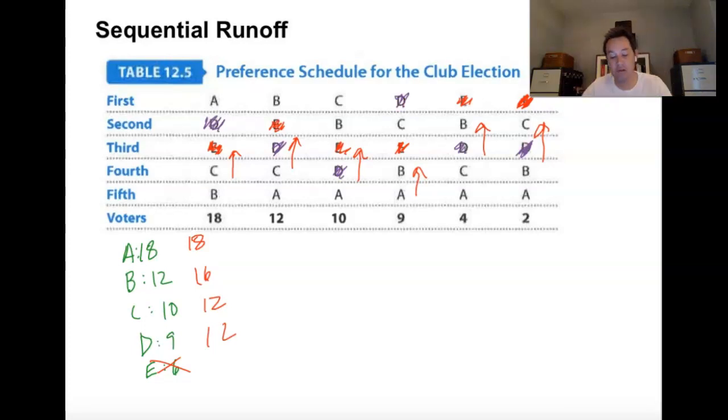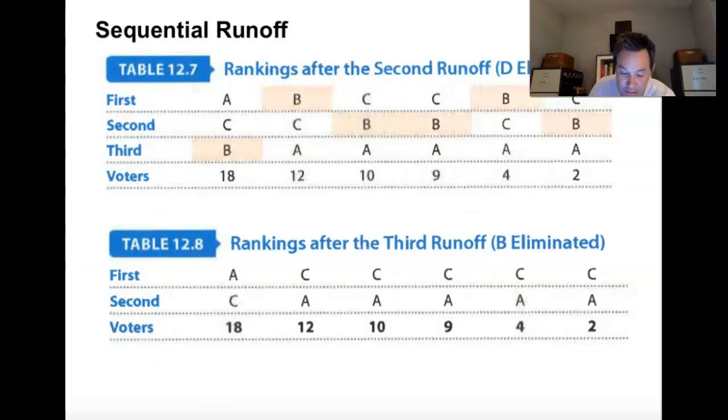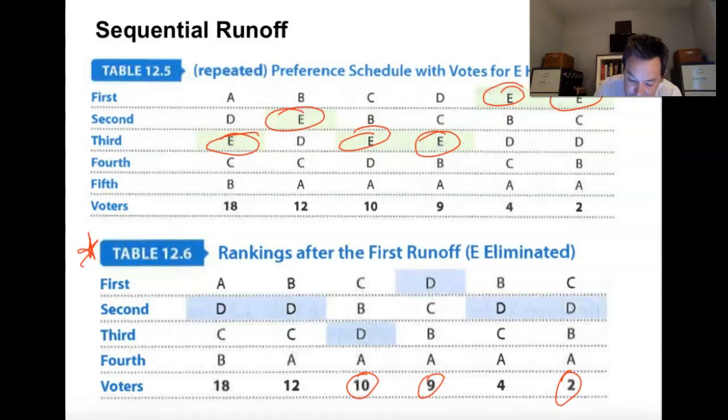And we shift all the rows up that are below those D's. Show you what that new table looks like. So now it's a lot smaller, and we're just looking at a race between A, B, and C. And so let's go through. Let's see, A still only has the one row of 18.